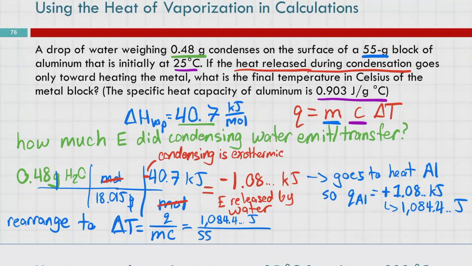All right, so putting in those numbers that we were given, grams and joules cancel, degrees Celsius flips to the top. Our change in temperature is 21.8 degrees Celsius.